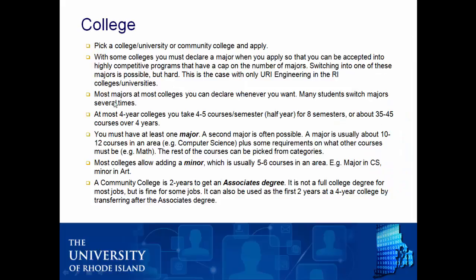The first thing you have to do is pick a college or university or a community college to apply to. Most colleges and universities these days have a computer science major or minor or some kind of program. So take a look at colleges you like and see if they have a program like that. Computer science is becoming a very popular major. So at some colleges it's important to declare the major when you put in your college application so that you can get a spot in the major.